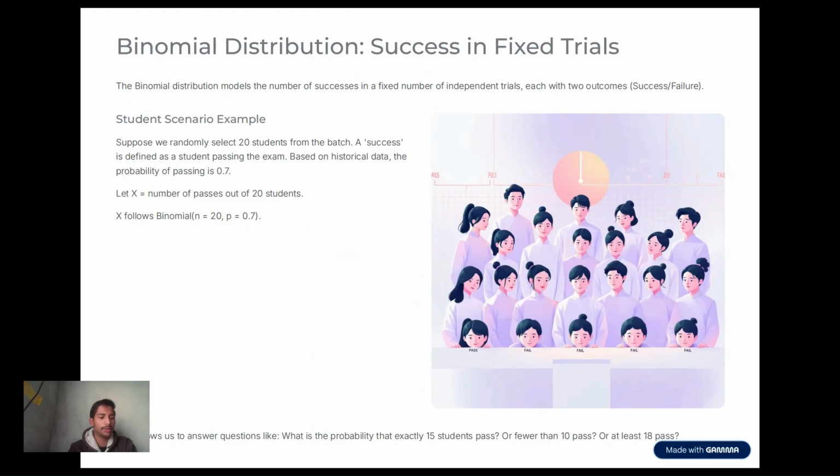Binomial distribution. The question also involves probability distribution. First, the binomial distribution, which models the number of successes in a fixed number of trials. For example, if we pick 20 students at random and the historical pass rate is 0.7, we can estimate how many out of those 20 are likely to pass. It even lets us calculate precise outcomes, like exactly 15 students passing.